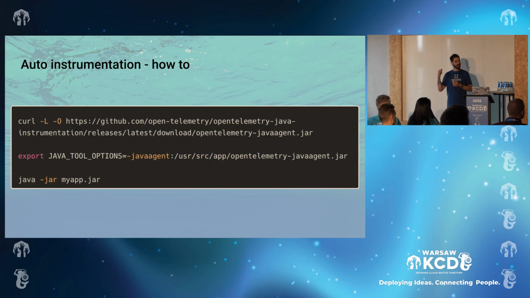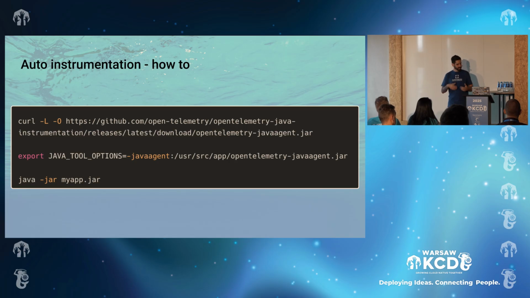Step 1, I download the OpenTelemetry Java agent. Step 2, I pass this Java agent as a JVM argument to my JVM. And step 3, I start my application. So you see on step 3 here, I'm not saying anything special. I'm starting it as I would start my Java application. But the JVM understands that now I have this -javaagent, and that it needs to start the Java agent together with the application.